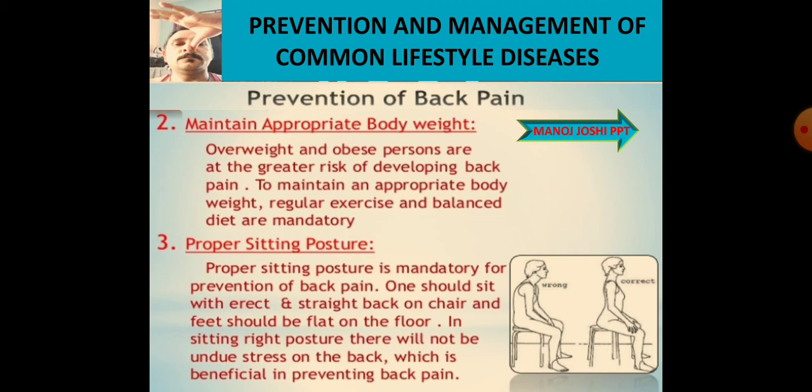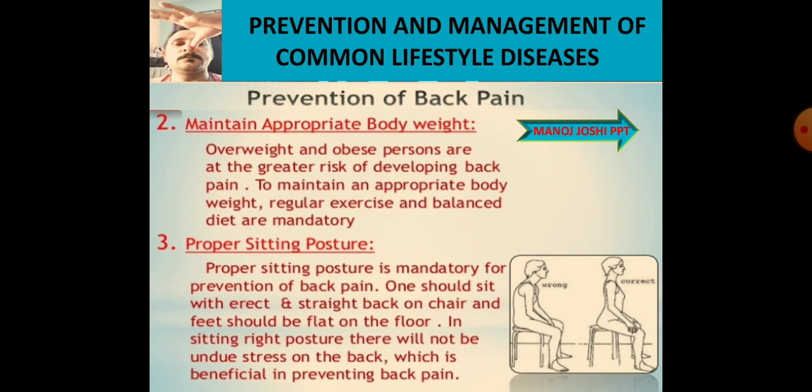When we sit in a wrong posture, while walking, while taking rest, the spine gets extra stress. It is stressed, which further leads to back pain. So keeping the right body posture while sitting is mandatory for prevention of back pain. So body posture we can see. The first one, wrong posture. The body is not erect, it is bending forward.